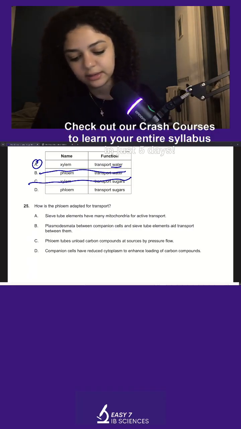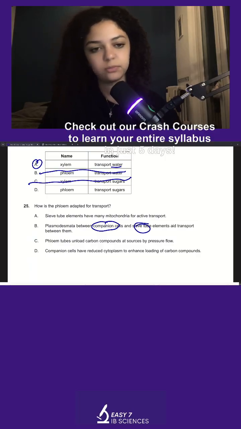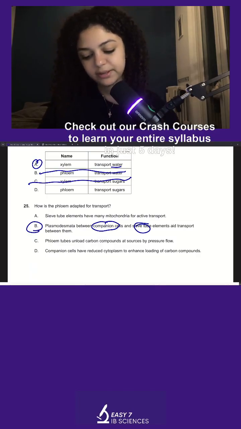Okay? And I always connected it with the idea of companion cells and then the sieve tube elements, which are hard. And therefore my answer is B.